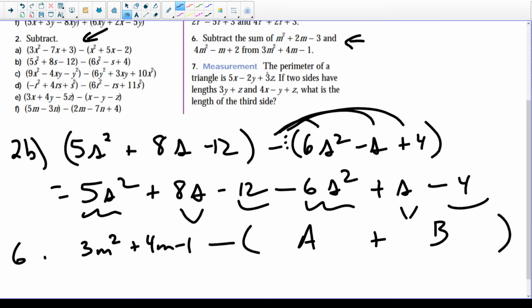Question 7. The perimeter of a triangle is given by this expression. If two sides have lengths 3y plus z and 4x minus y plus z, what is the length of the third side? So this is basically the exact same question as 6. You want to add the two sides together and subtract it from the perimeter to find the value of the third side. Okay, so it's one of those questions that I was talking about the other day where you've got some algebra hidden inside of another type of question, which normally wouldn't happen, but they're just trying to spice things up and ask it in a slightly different way.